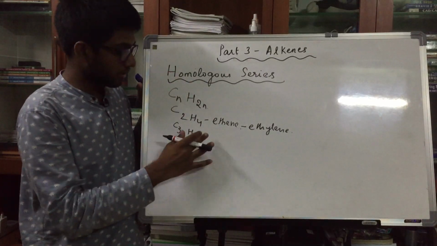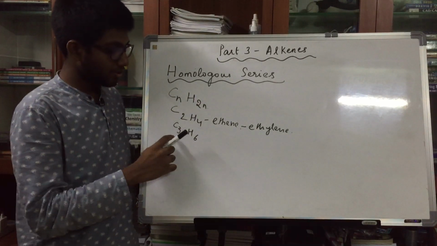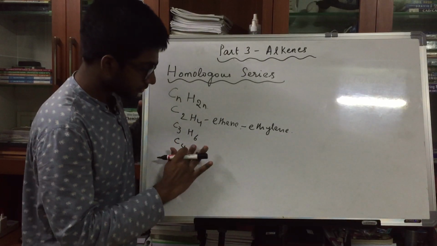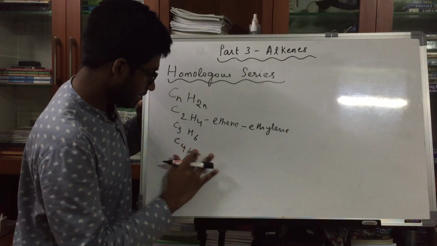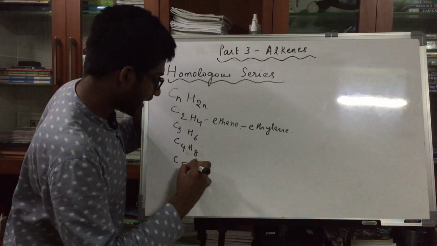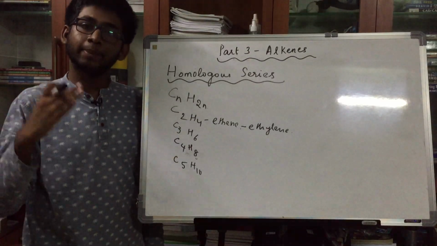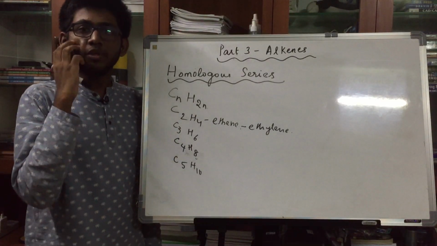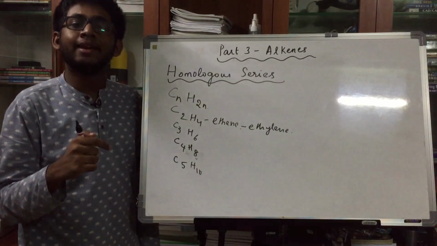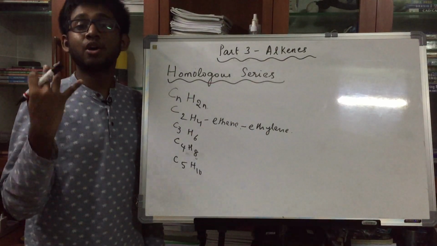So C3H6, because C3H8 is an alkane. So it will be C3H6, then C4H8, and then C5H10, and it'll go on and on depending on the number of carbon atoms. They might ask you an MCQ question which says C3H8 is an alkene, alcohol, or olefin.